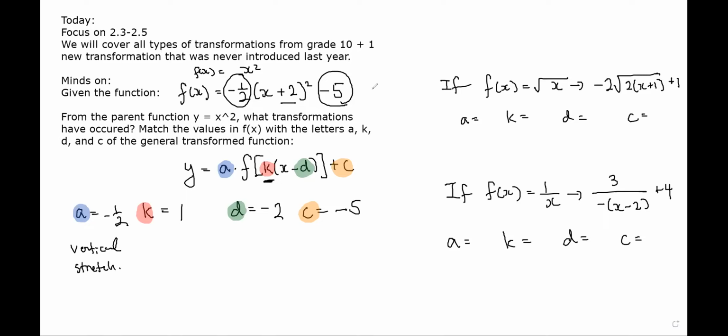Okay. Let's continue on. All right, let's move on to the square root function. Who's next? Claire, what do you think? What is the -2? Which letter, A, K, D, or C, which letter does the -2 correspond with, you think? Is it A? It is A. Very good. Okay, so in other words, if there is a number multiplying the entire function in its entirety, that is the A value.